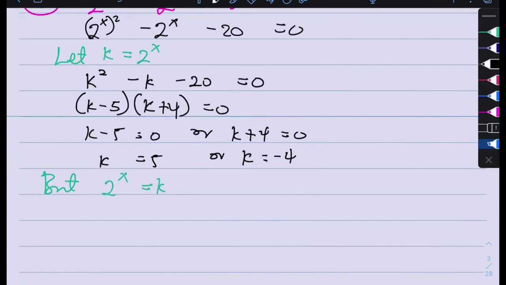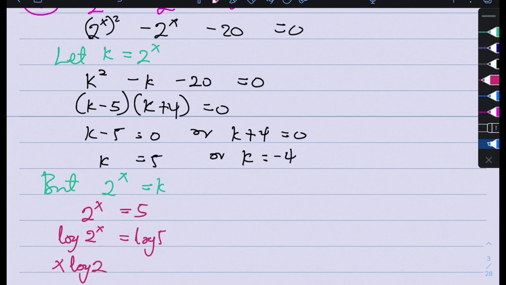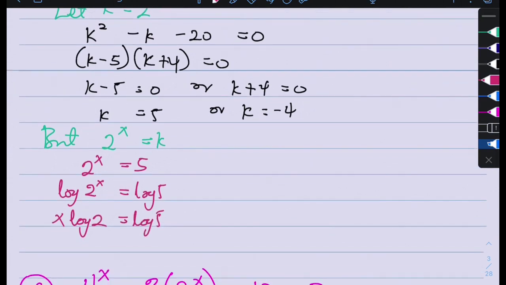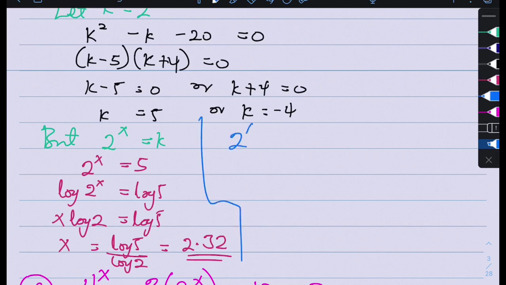Let's work with the first case. So we have 2 to the power x is equal to 5 because we found the first k to be 5. Then you take the log of both sides. So log 2 to the power x is equal to log 5. So you have x log 2 is equal to log 5. That means that x is log 5 over log 2. Let's put this on the calculator and see what happens. Log 5 over log 2. Calculator says our answer is 2.32.